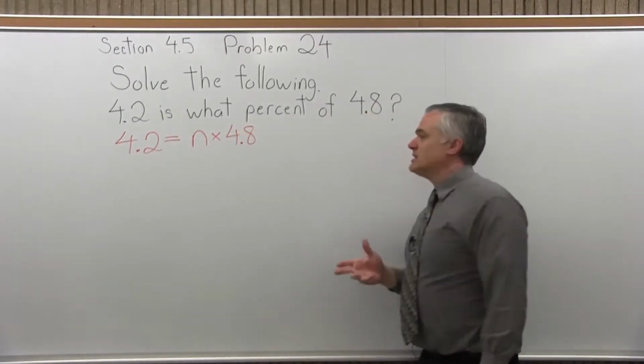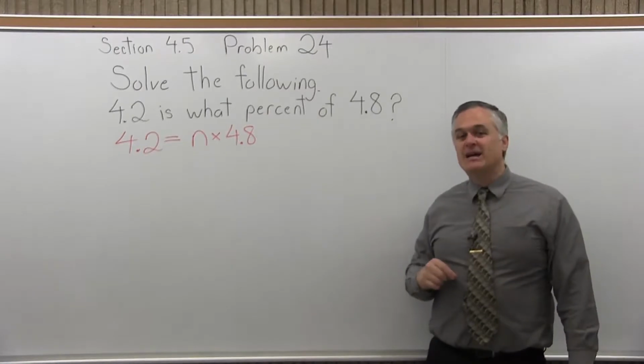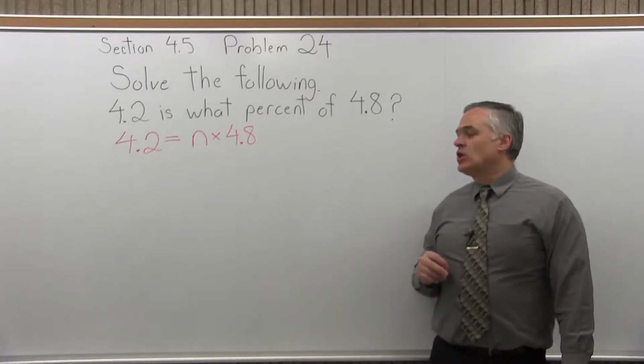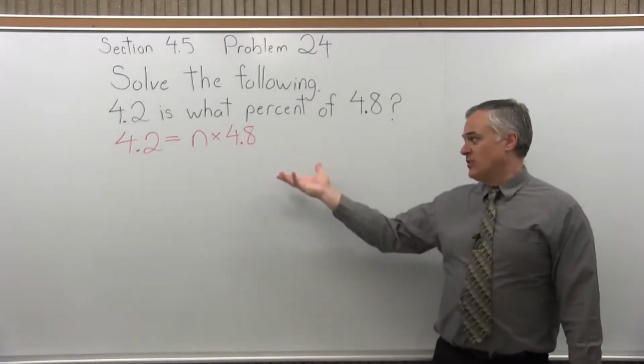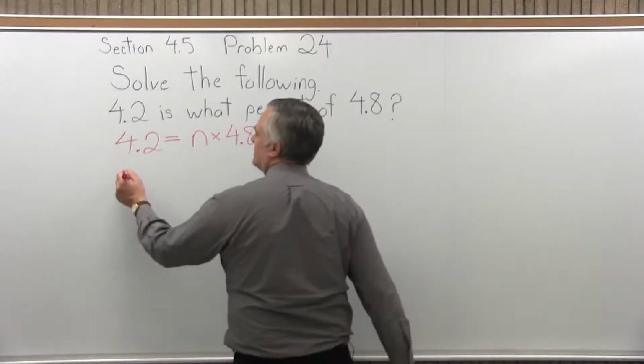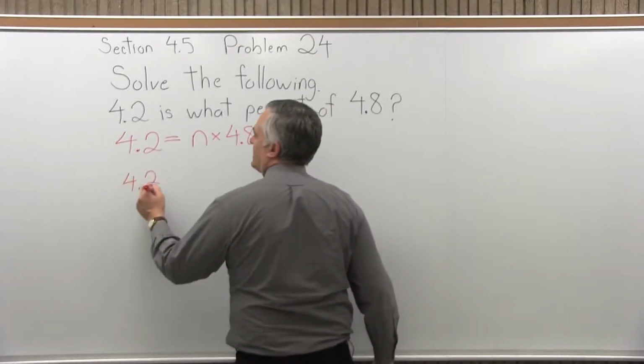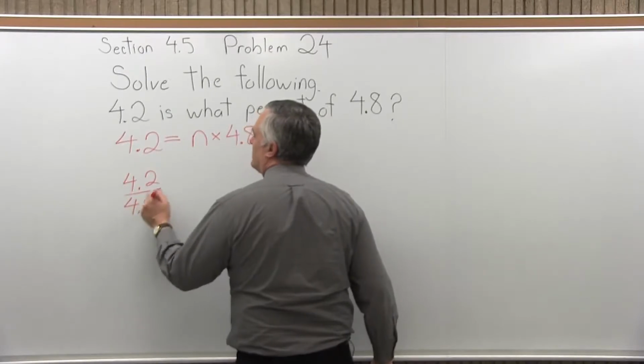So that's the same problem as an equation now. 4.2 equals n times 4.8. So to solve for n, divide by 4.8. So you'll have 4.2 divided by 4.8 equals n.